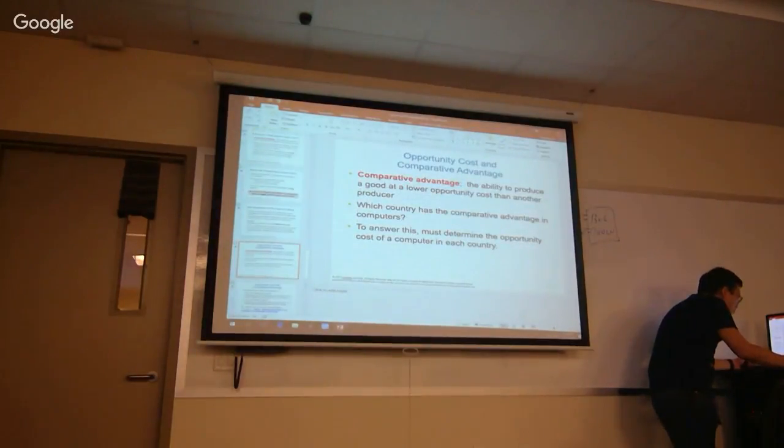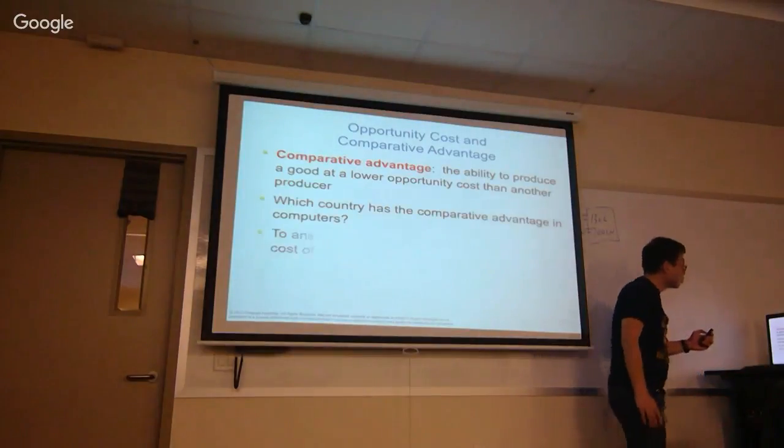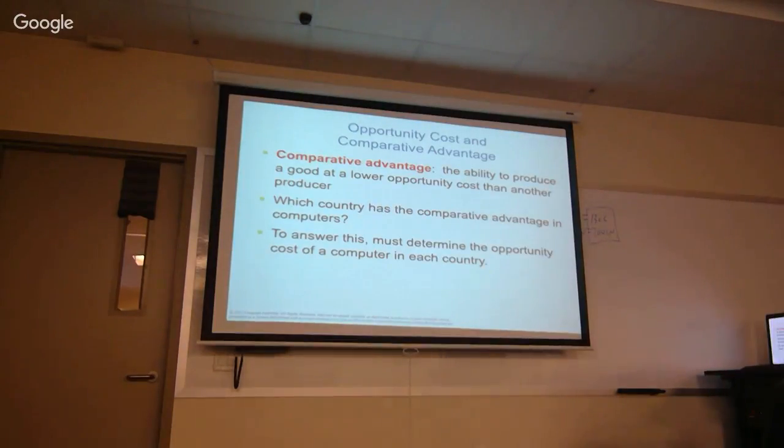There we go. So trade is based on this thing called a comparative advantage. Comparative advantage is the ability to produce the good and service at a lower opportunity cost. That is your comparative advantage, and that is the foundation of trade. So whoever has a comparative advantage, that is what they're good at, and that's what they should specialize in and export to other countries.